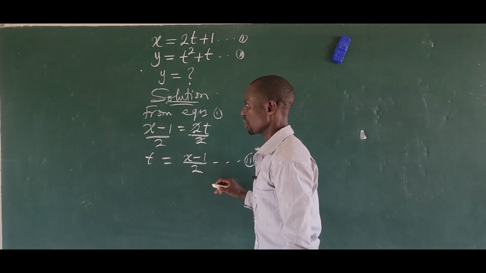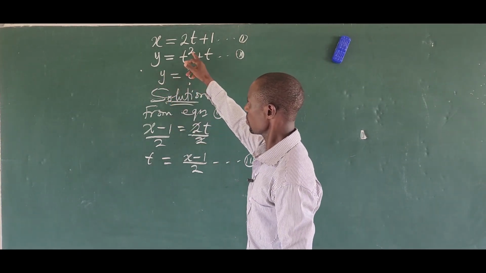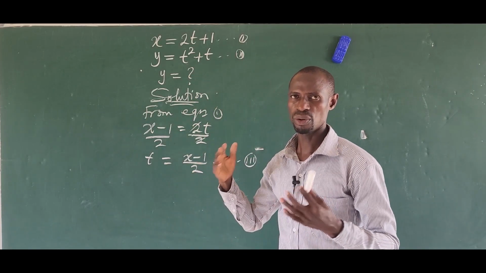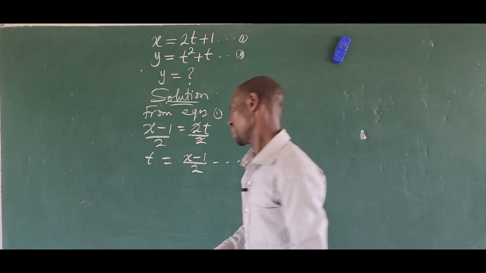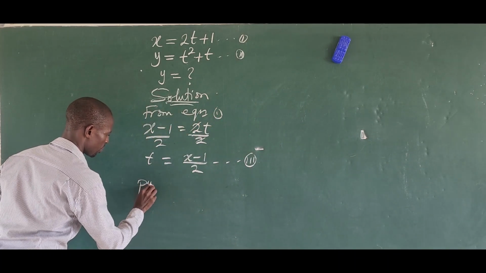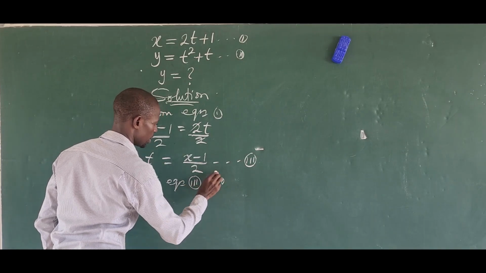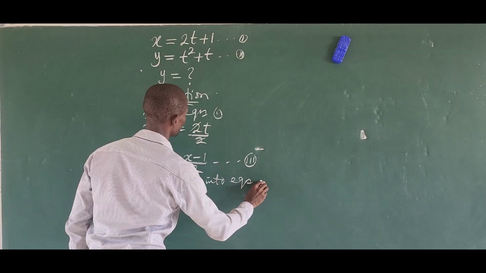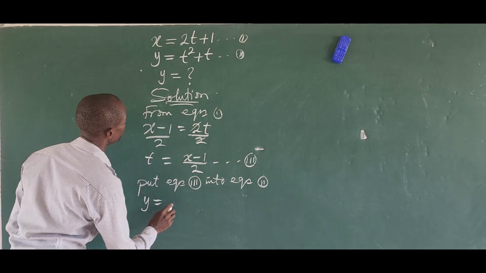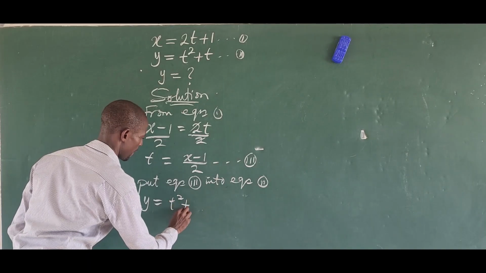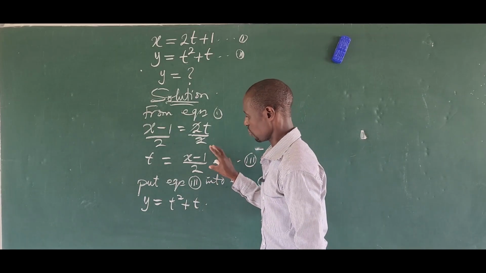So if we have this as equation 3, let's look at equation 2. We are having y equal to t to the power of 2 plus t. So we're going to substitute the value of t into equation 2. Okay, so we can now say here, put equation 3 into equation 2. So we write down our equation 2. Our equation 2 says y is equal to t to the power of 2 plus t here. So wherever we see t here, we want to put in equation 3, which is this, right?